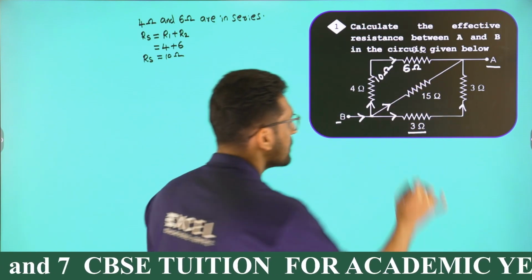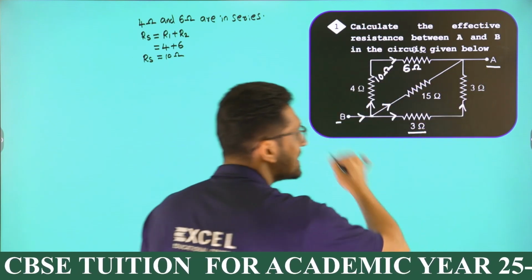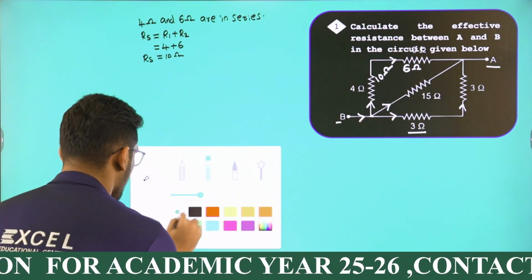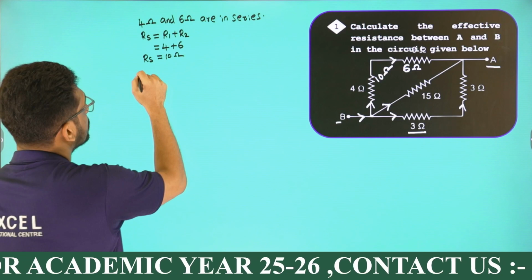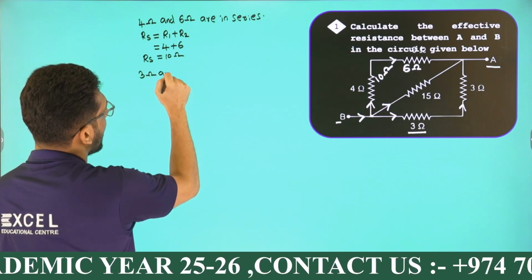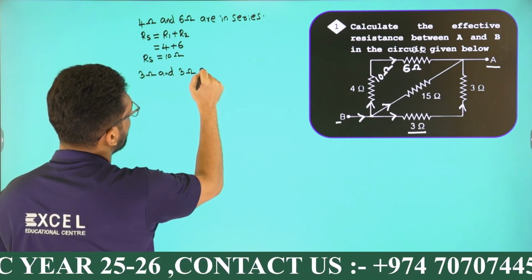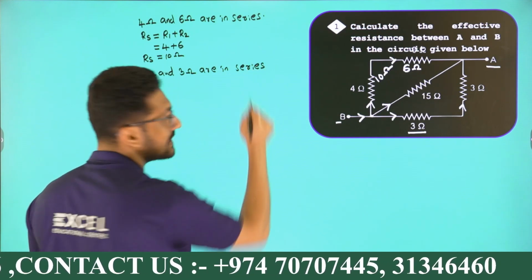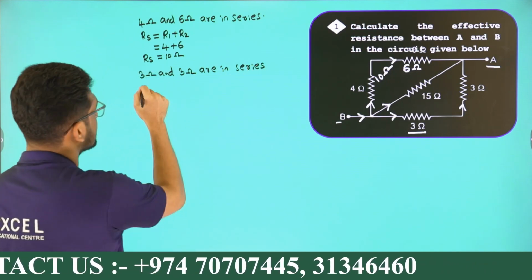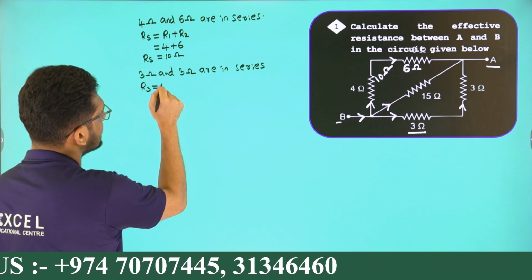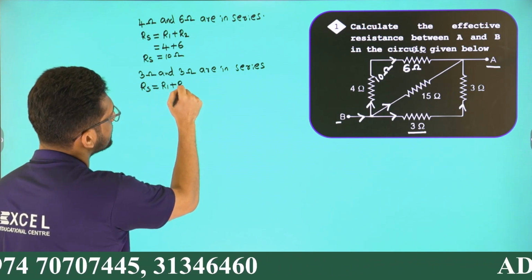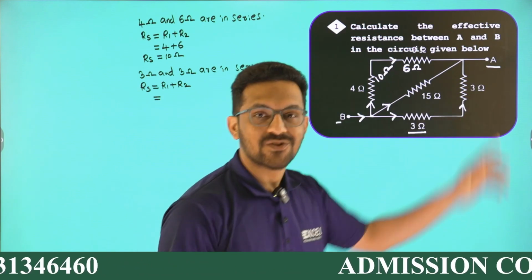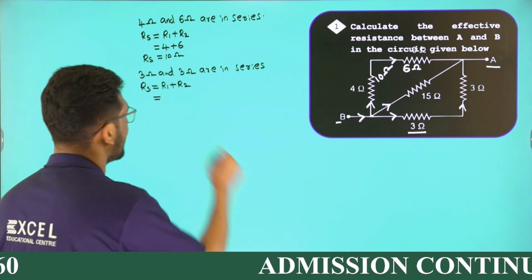Now, this 3 ohm is in series because the current is not splitting. Then I am going to write that. 3 ohm and 3 ohm are in series. How to find the effective resistance in series? RS is equal to R1 plus R2. But they are identical resistors, so I can use the other equation.